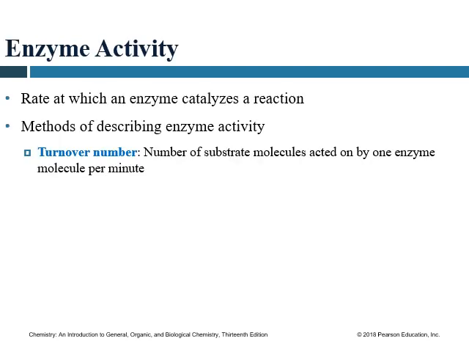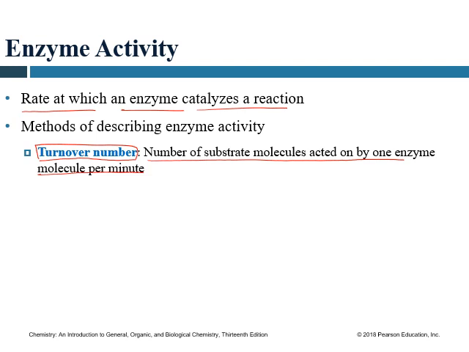Now we're gonna talk about enzyme activity. What is meant by enzyme activity? Enzyme activity is the rate at which an enzyme catalyzes a reaction. How fast the enzyme is catalyzing the reaction. And there is a way we can calculate the rate of enzyme activity. We normally calculate it by using a number called the turnover number. What is turnover number? Turnover number is the number of substrate molecules acted on by one enzyme molecule per minute. It means how many substrate molecules are converted into product by one enzyme per minute.